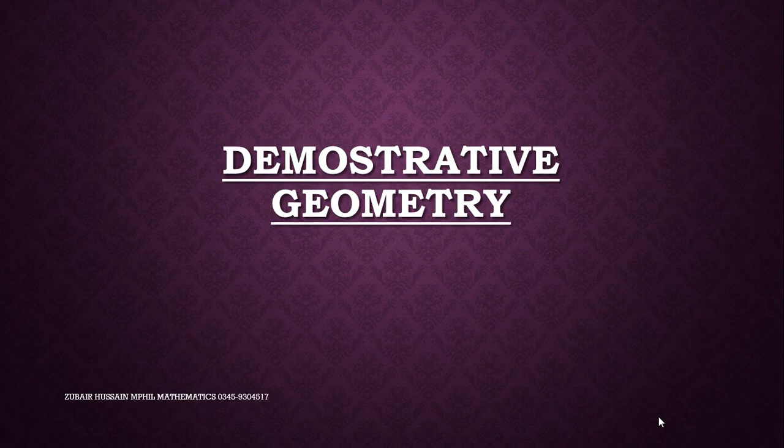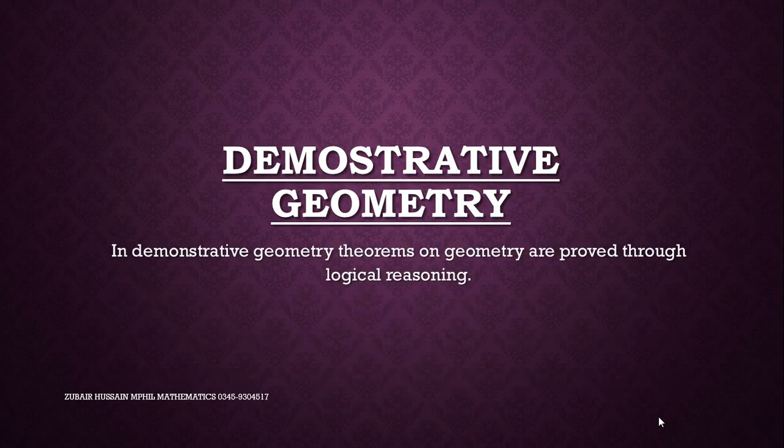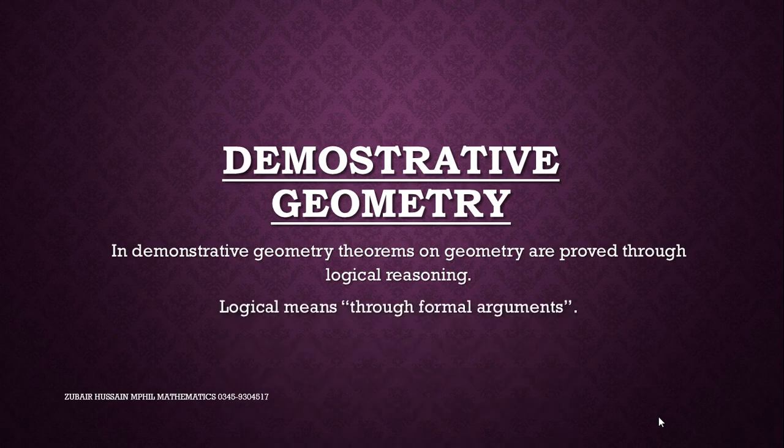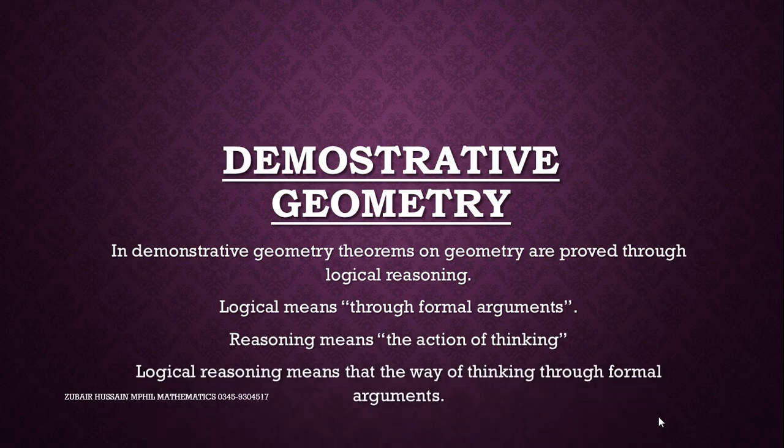So today we are going to learn about demonstrative geometry. So what is demonstrative geometry? In demonstrative geometry, theorems on geometry are proved through logical reasoning. Now what is logical reasoning? Logical means through formal arguments, and reasoning means the action of thinking. So reasoning means the way of thinking through formal arguments.